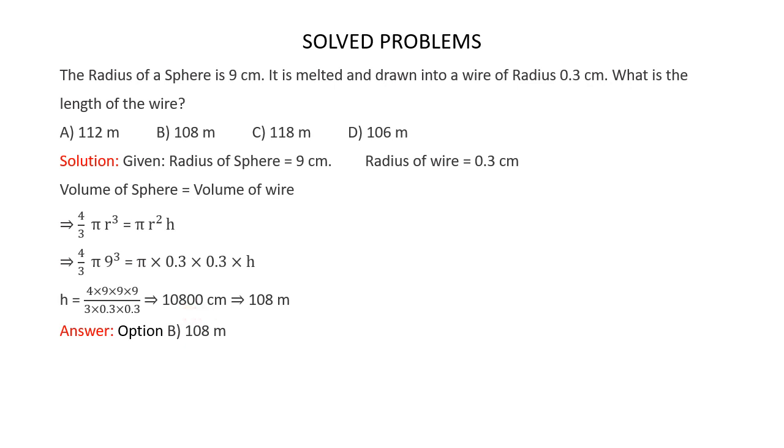Now since all the answer options are given in meters, we have to convert the height from centimeters to meters. So divide this by 100. So 10,800 centimeters divided by 100 is 108 meters. So height of the cylinder is 108 meters, which means the length of the wire is 108 meters. So the correct answer is option B, 108 meters.